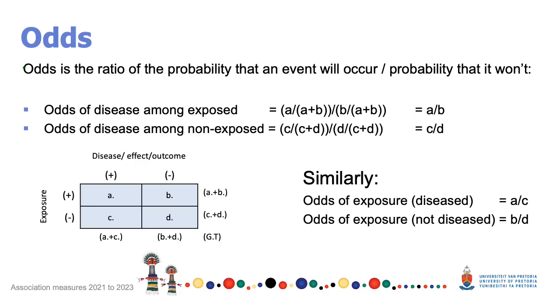Similarly, we could also look at the odds of exposure amongst the diseased, which would be A over C, and the odds of exposure amongst the non-diseased, that would just be B over D. I think you'll agree that if there was an association between exposure and outcome, we would also expect the odds of exposure to be greater amongst the diseased than the odds of exposure amongst the non-diseased. So we're interested in all these four different odds that you can see on this slide.